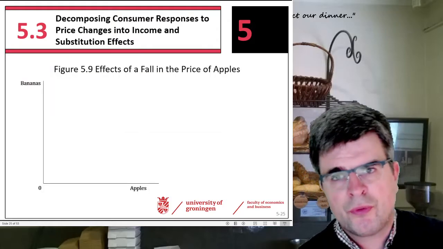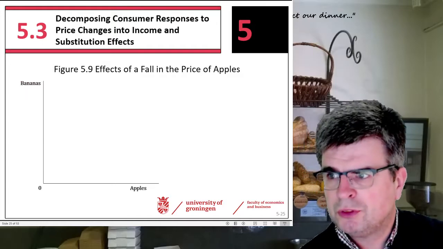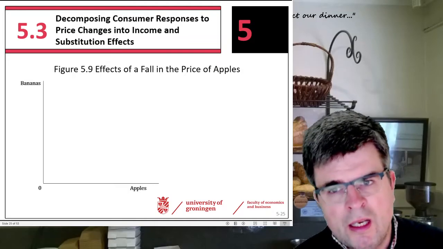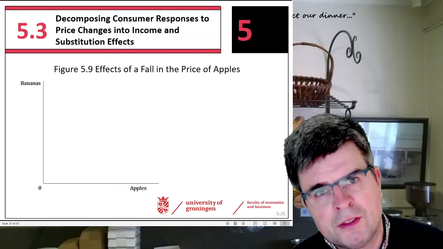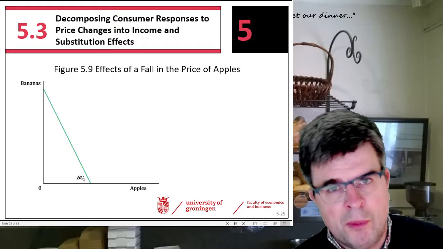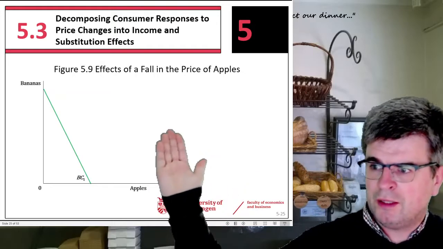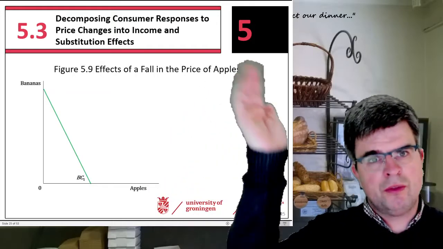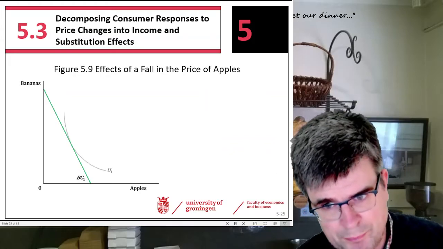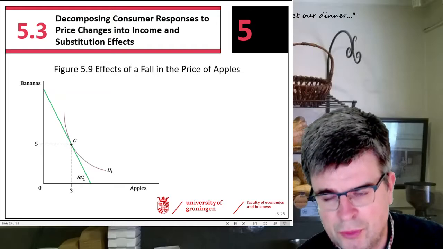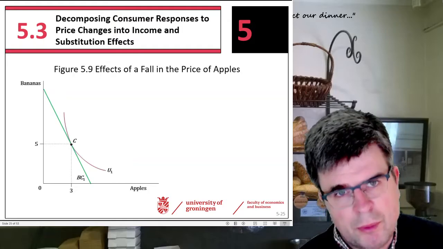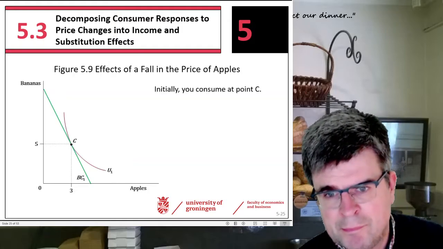We will run through quite a number of examples, but we start with apples and bananas. So what are the effects of a fall in the price of apples? This is our original budget constraint. Now the price of apples drops, which means that the budget constraint pivots outward. So if we spend all our money on apples, we can now buy more apples than before. This is the original optimal consumption bundle C with the original budget constraint. We consume 3 apples and 5 bananas.